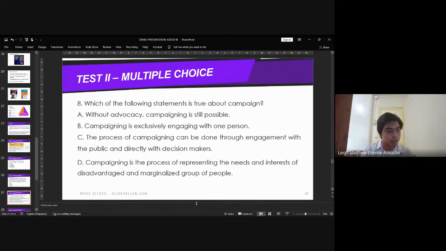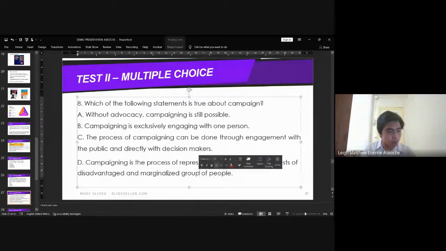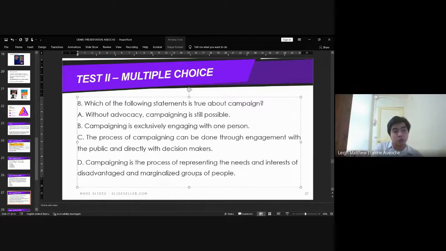groups of people rather. Supposed to be plural. Groups of people. Again, number 8, which of the following statements is true about campaign? A, without advocacy, campaigning is still possible. B, campaigning is exclusively engaging with one person. C, the process of campaigning can be done through engagement with the public and directly with decision makers. Or is it letter D, campaigning is the process of representing the needs and interests of disadvantaged and marginalized groups of people?